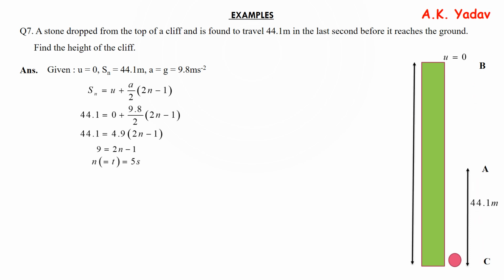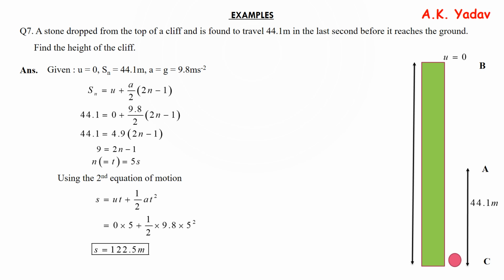Now what we have to find? We have to find the height of the cliff. So let us use the second equation of motion. S is equal to ut plus half at square. U is 0, t is 5 seconds, a is 9.8 and t is again 5, so 5 square. On solving, we get S is equal to 122.5 meters.